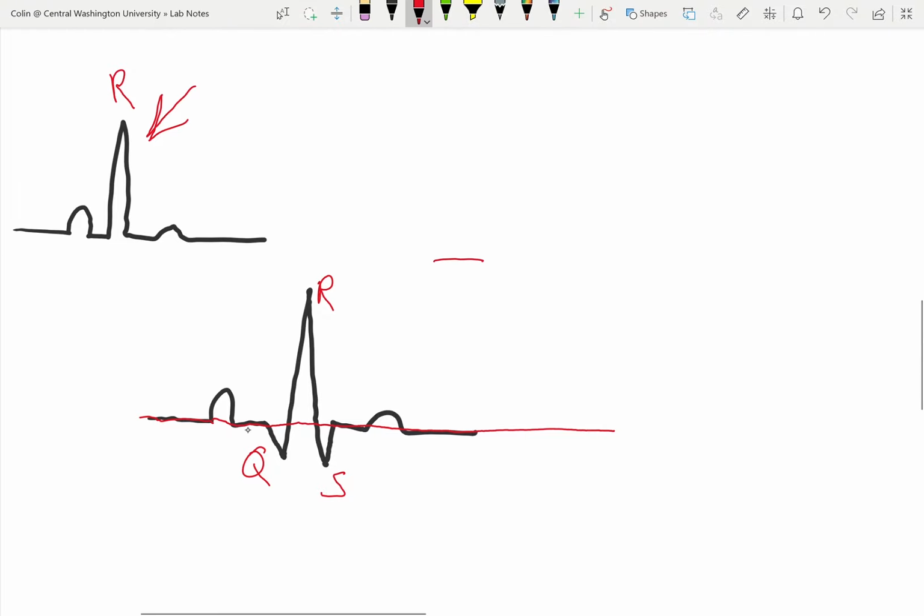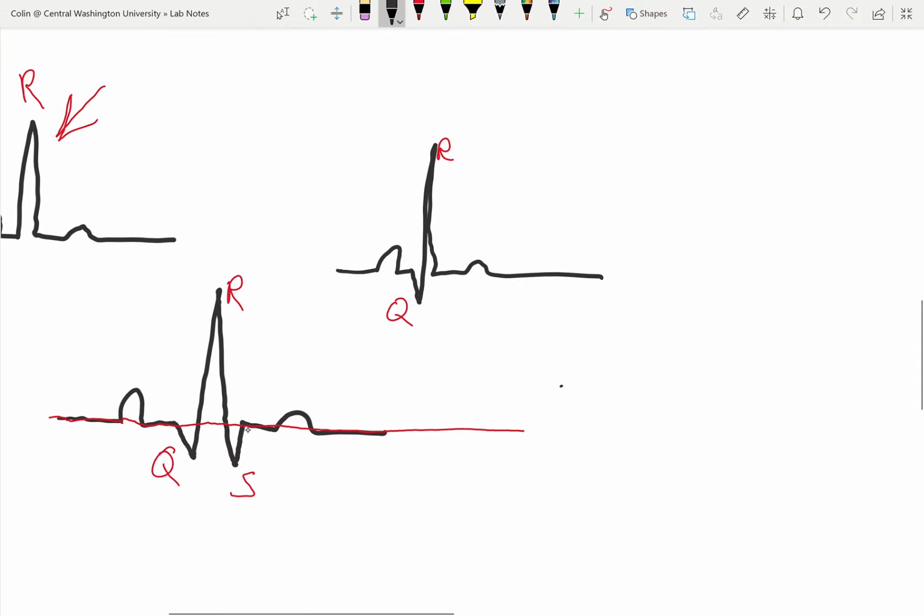In fact, you can have this as well. You could have, oh, let's go back to black here. You could have your P wave, Q, R, and then a T. And in this one, we have a Q wave and an R wave, but there's no S wave. It's also possible for it to look like this.